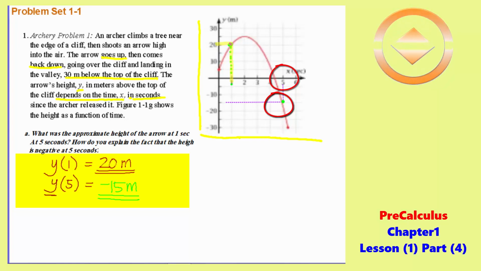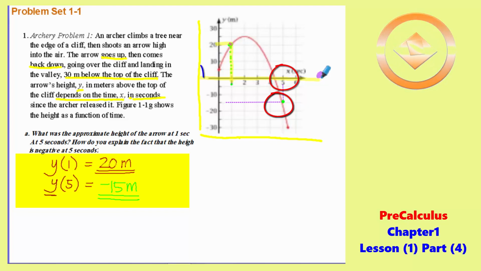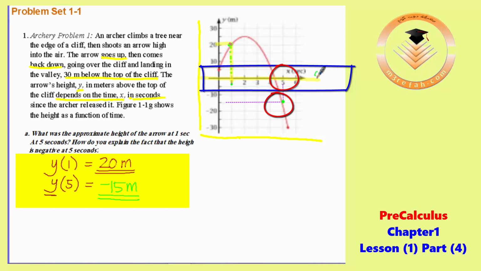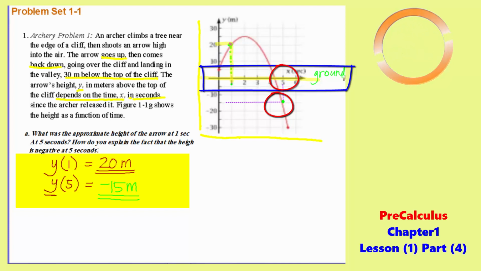So at a certain time of 5 seconds, we would expect the arrow to be somewhere negative, meaning below this line here. To put it simply, this line here is the ground level. If you have a cliff, the arrow will go to a certain height which is lower than the ground, and that's negative 15 meters in this example.